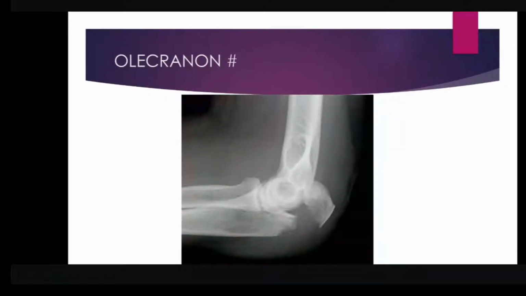So again, olecranon fracture, what is the mechanism of injury? Mechanism of injury may be direct or indirect. Direct means suppose you take a hammer and blow it directly over the olecranon. What will happen? The olecranon will be shattered. Okay, so there will be gross comminution. Indirect, fall on outstretched hand. Direct, fall upon the elbow.